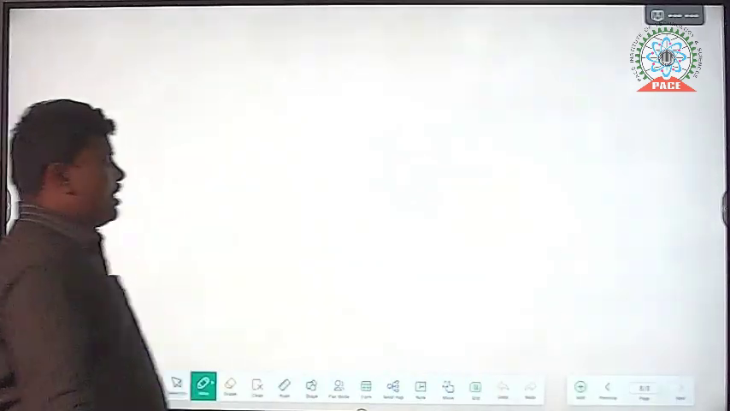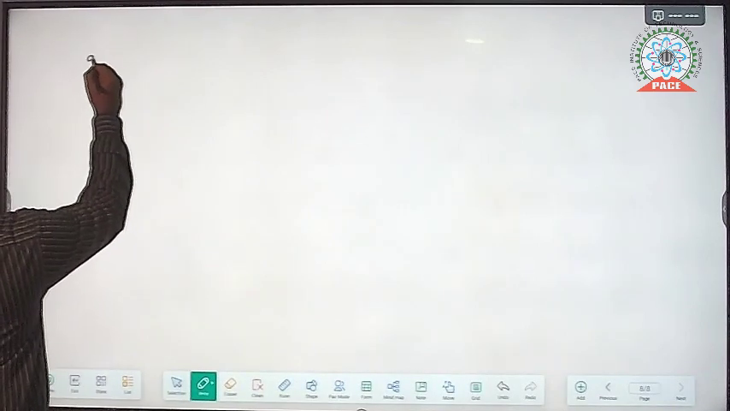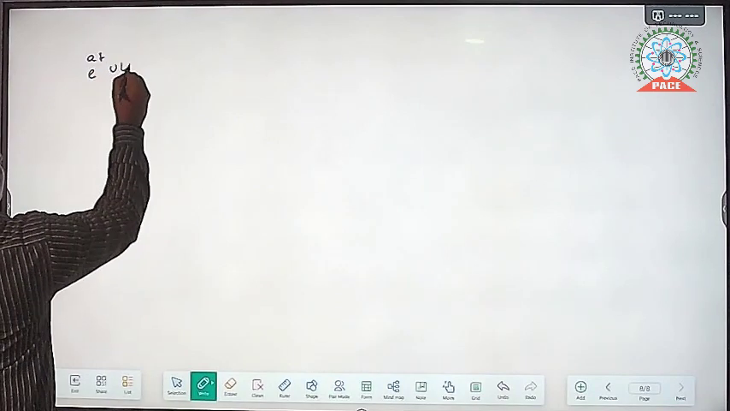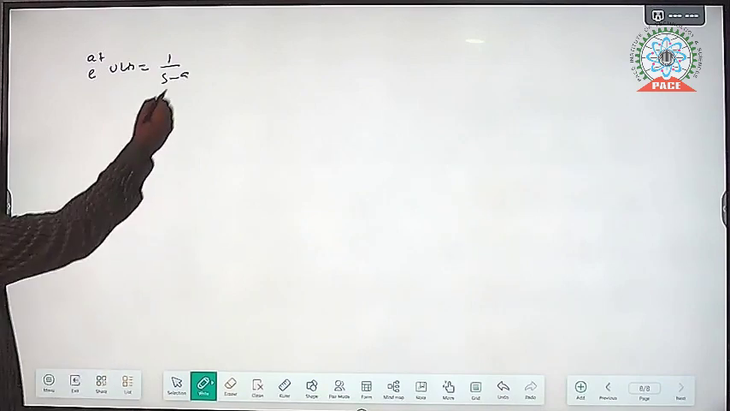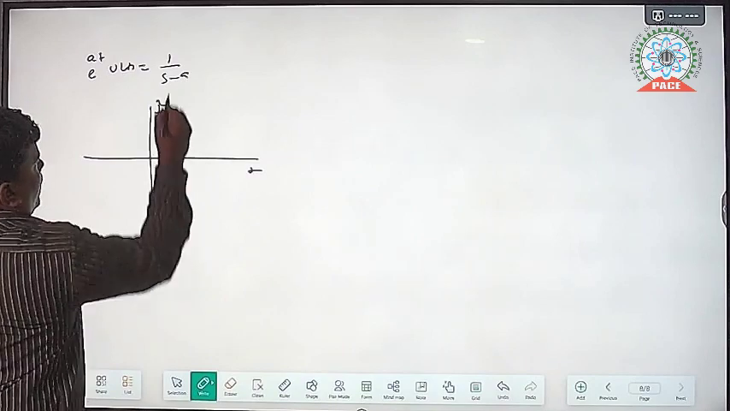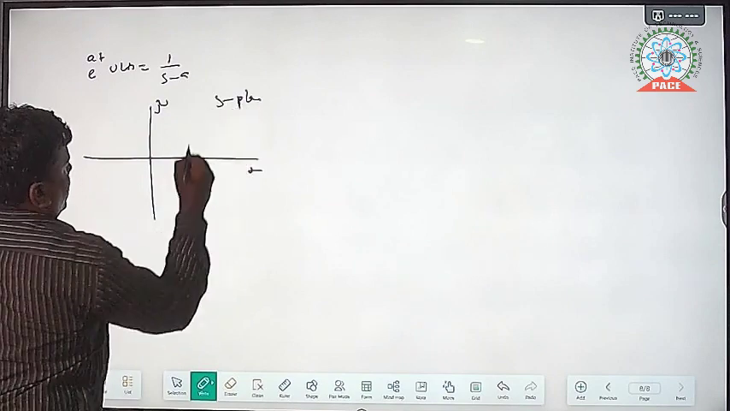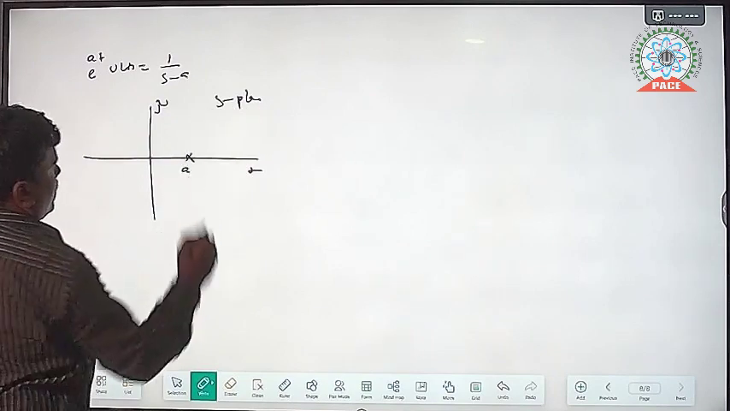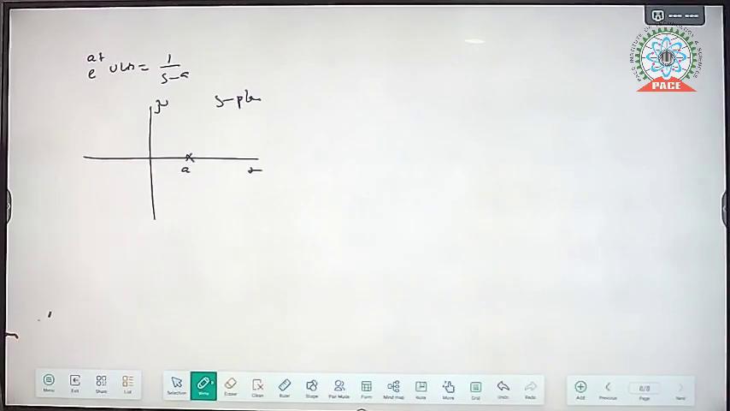Suppose e power a t u of t. This is 1 by s minus a. Suppose this is the pole. If you consider the pole zero plot, at S equal to A, this is the S plane, and this is the pole at S equal to A. For this type of signal, if the pole is right-sided, the system is always unstable. If the pole is left-sided, the signal is stable. So here the pole is right-sided.